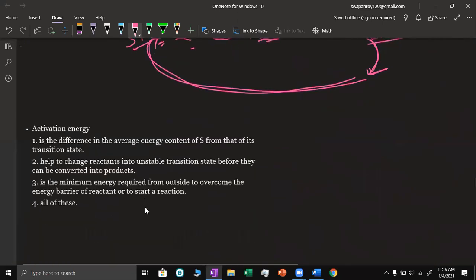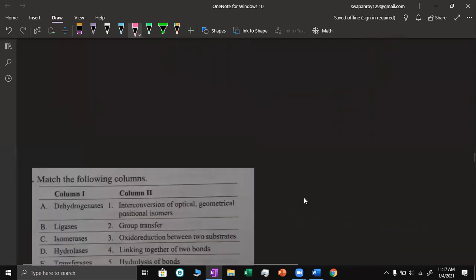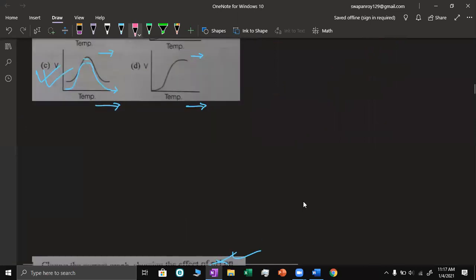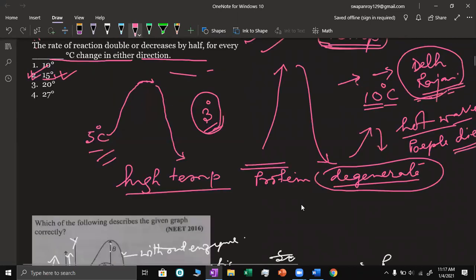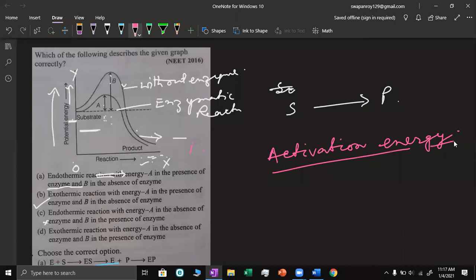Next one, activation energy. I think we have learned the energy of activation or activation energy. Here, remember that it is activation energy or energy of activation.